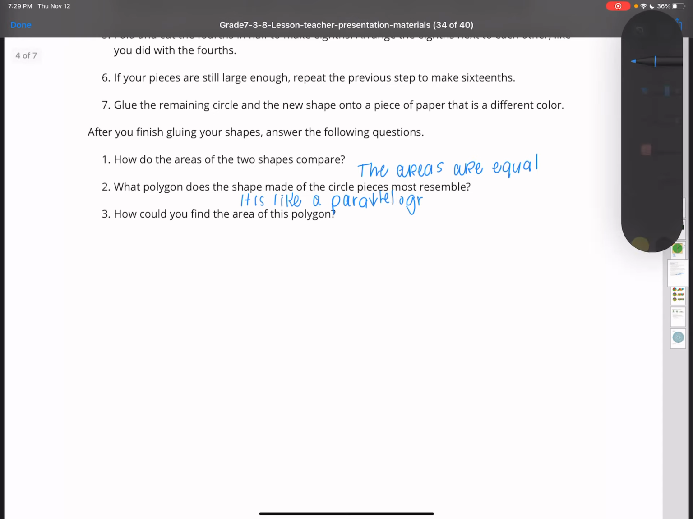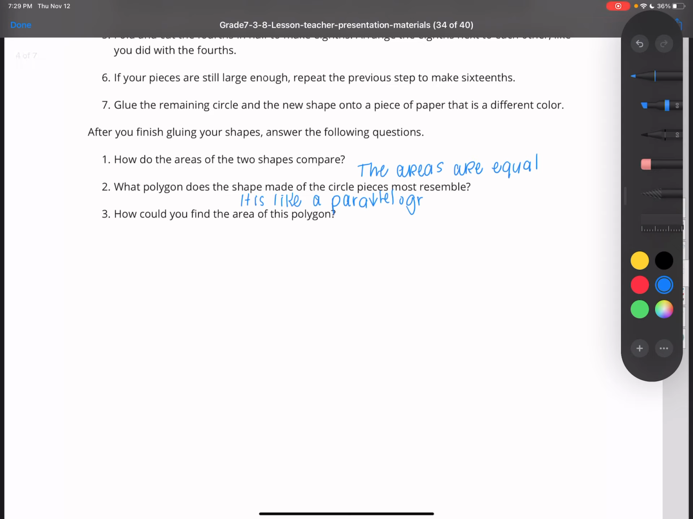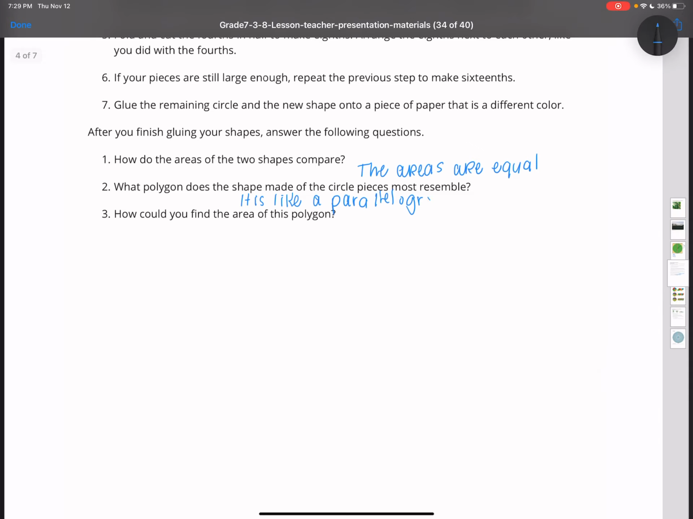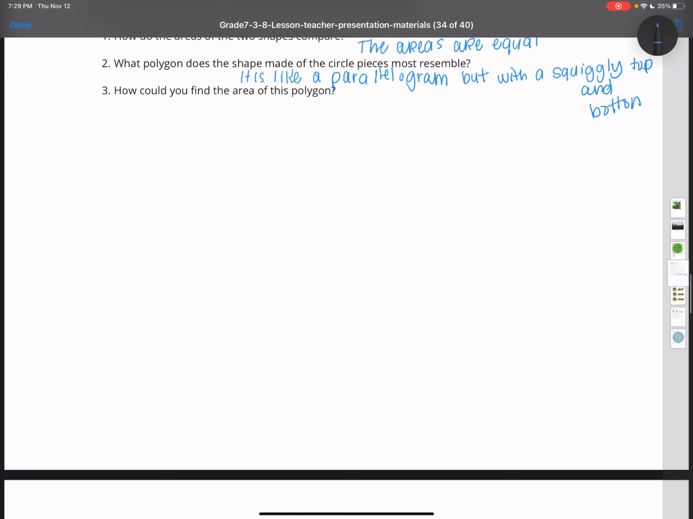Well, it looks like I drew an arrow. I guess my pencil picked it up as an arrow, but it's actually supposed to be a line, but with a squiggly top and bottom. Okay, and I'm going to go back to that problem and show you what I mean by that.